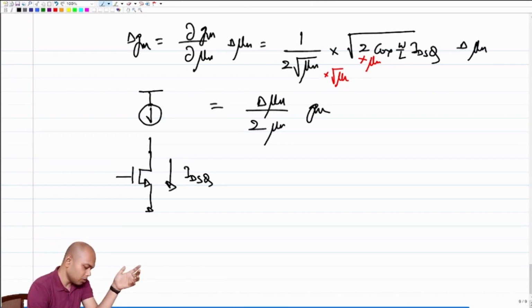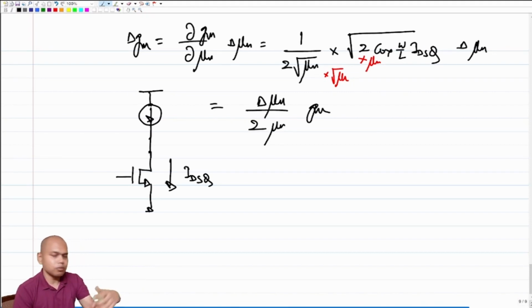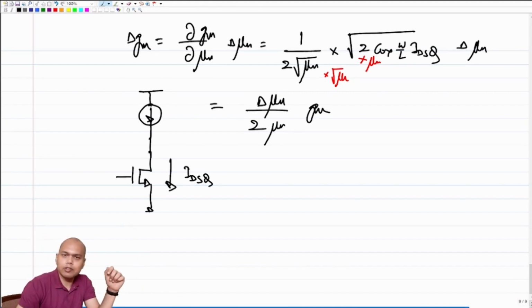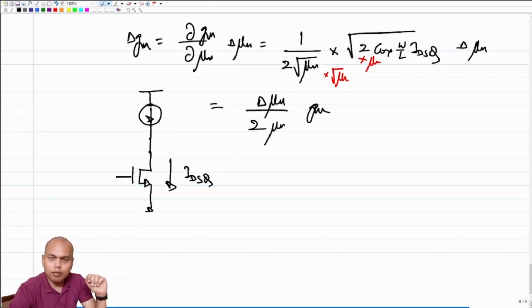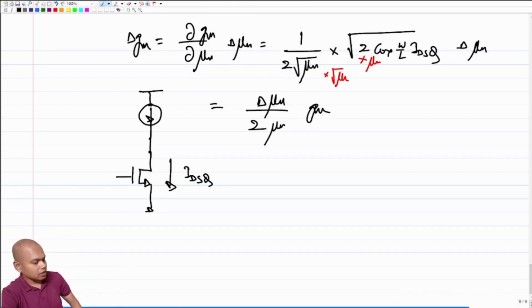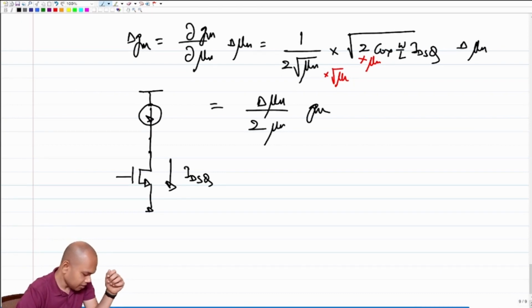So if you can build constant current sources, I can take a constant current source of value IDSQ and connect it to the drain of the transistor. I can always do that, right? Okay, so what will happen? A constant current source is an ideal source, right? So if we connect it like this, what is going to happen to this node?